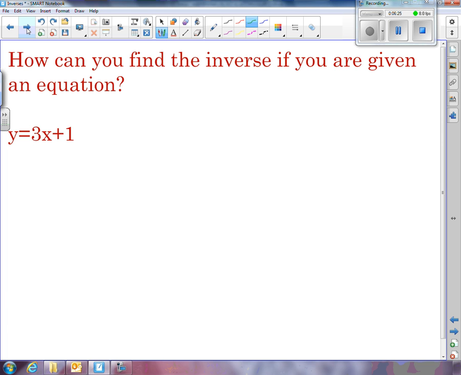So now let's talk about how we're going to find the inverse if we're given an equation. Just like before, where we had a chart or a set of points, all we do is switch the x and y. That's all we're going to do here. If I have the equation y equals 3x plus 1, all we're going to do is switch the x and the y. So I get x equals 3y plus 1.